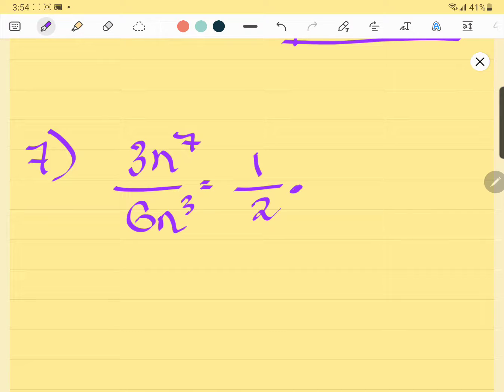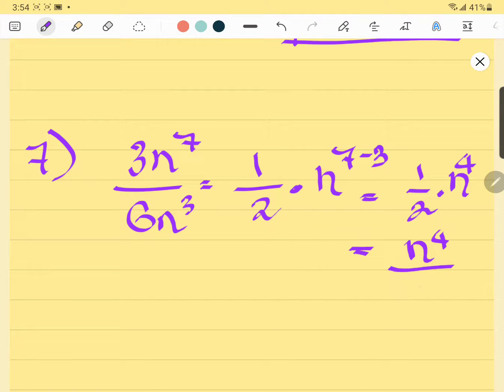And now we're going to use the quotient rule to simplify this exponent expression. So we're going to write that as n to the 7 minus 3. Remember, you're subtracting 3 from 7. You're removing 3 factors from the 7 factors on top. And finally, we're going to get 1 over 2 times n to the 4th power. And we can just simplify that as n to the 4th over 2.